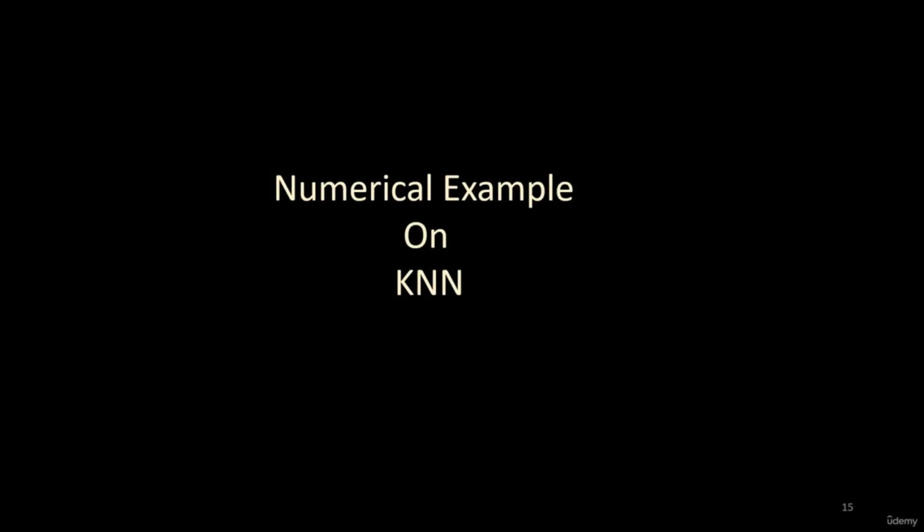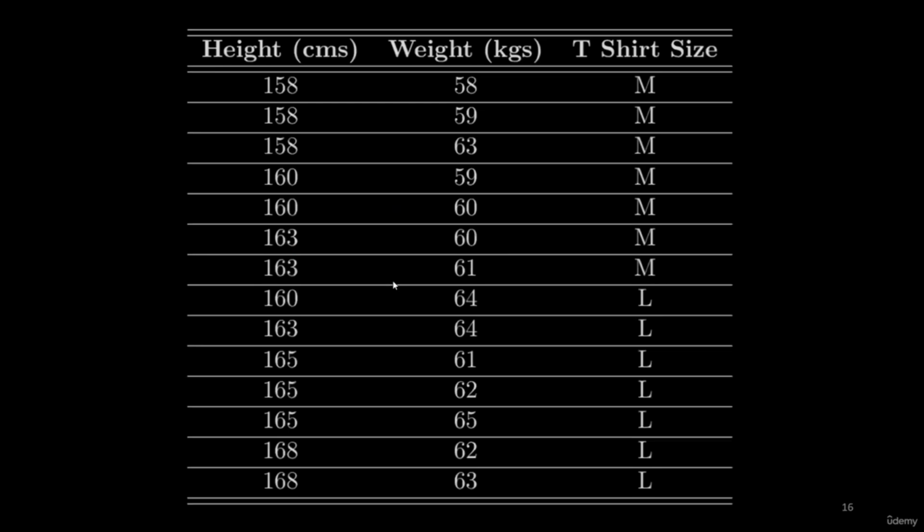In this lecture, we are going to solve a numerical example on KNN. This is my data set for the numerical example. In the first column, we have the height of the customer. In the second column, we have the weight of the customer. And in the third column, we have a t-shirt size. So this data set is about the t-shirt size. We can see that in the t-shirt size, we have 2 kinds of labels, that is M and L. So this column is our label of the data set, or this is our target variable.